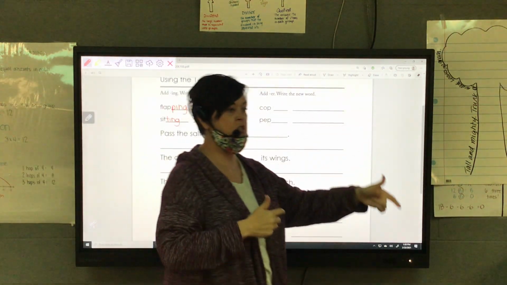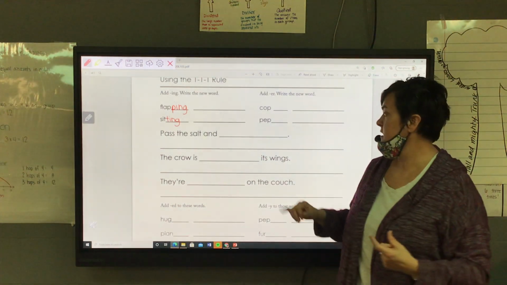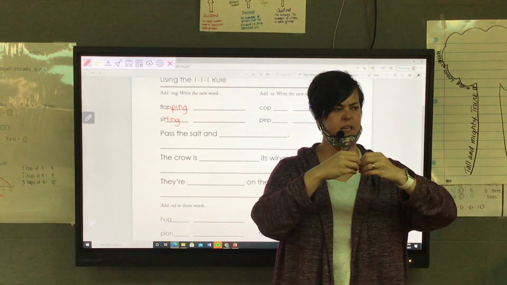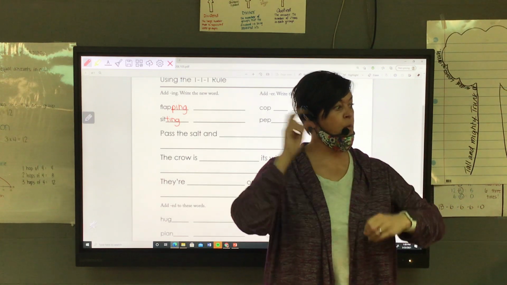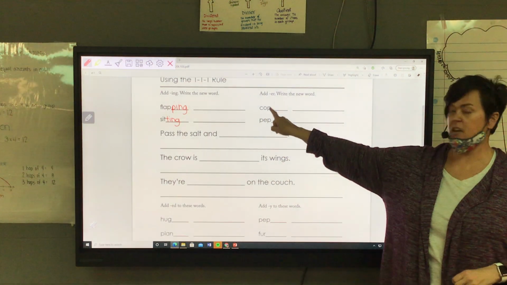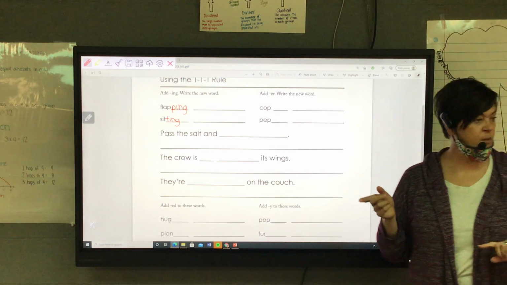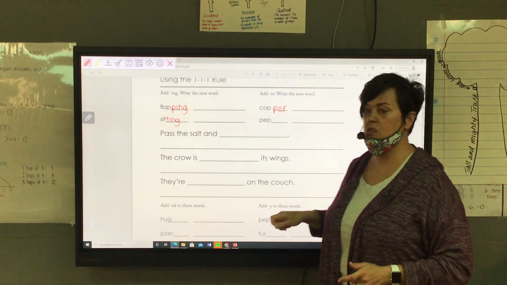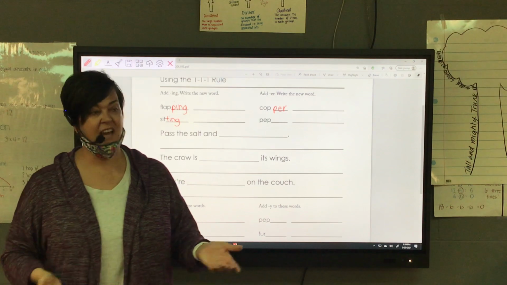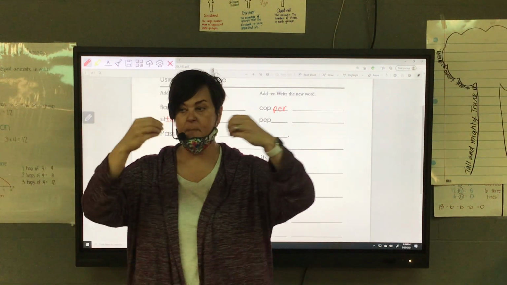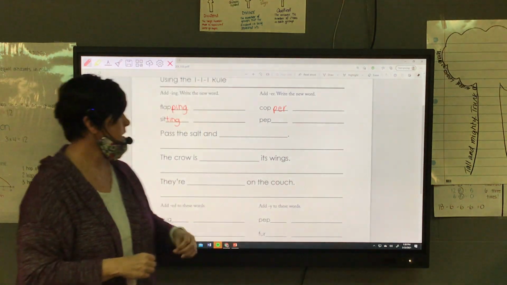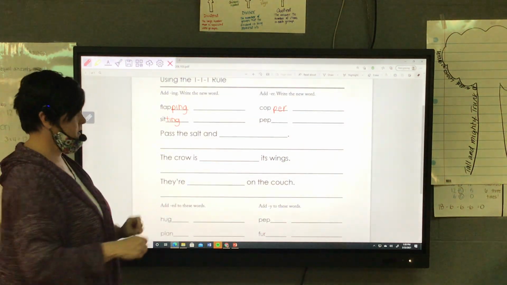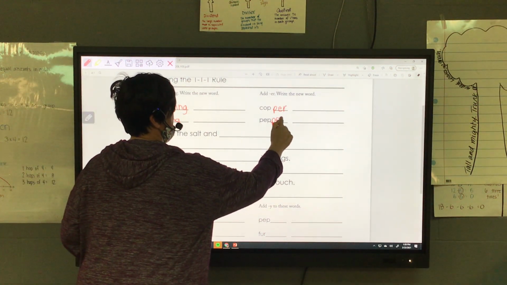We're switching over to ER endings. So this one says cop. What if we add ER to it? Copper. But what do we have to do to this final consonant? Double the P. Double the P and then add E-R. And then you're going to do the same thing with pep. We're going to add ER to pep. So what does the word become? Pepper. But what do we have to do to this P back here? Double it. We have to double it and then add ER.